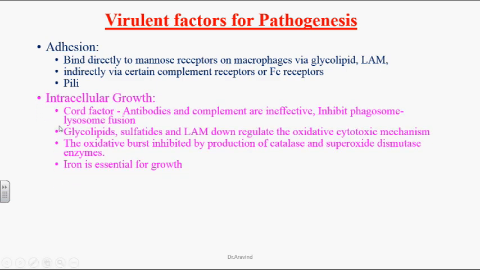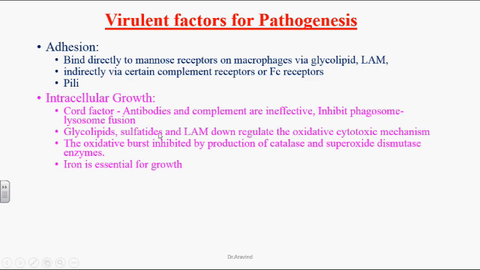Intracellular growth occurs with the help of cord factor. This cord factor inhibits antibodies and complement activity, and it inhibits phagosome-lysosome fusion, and this cord factor is almost toxic to all mammalian cells.